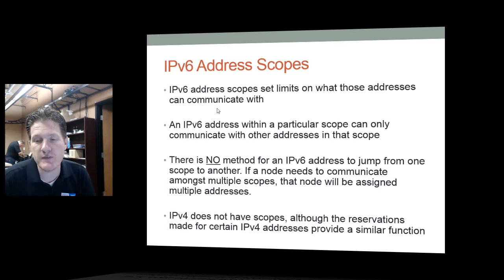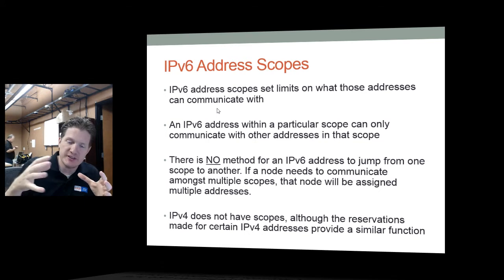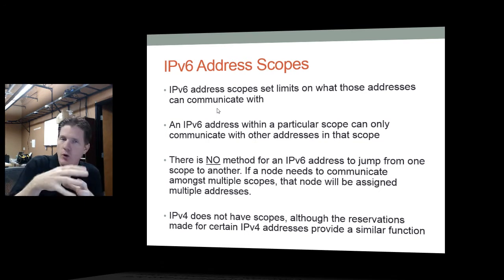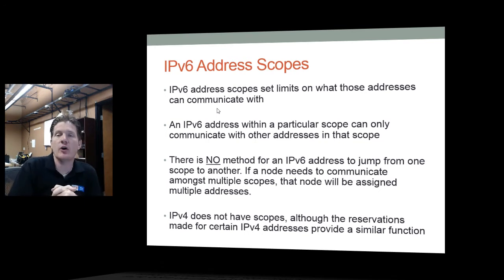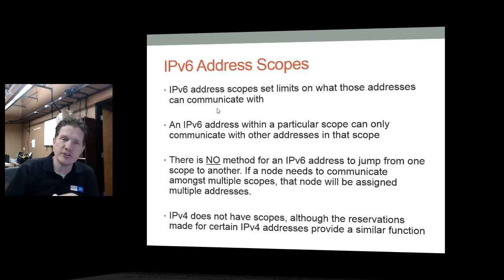Let's just review a couple of key points about address scopes. IP version 6 address scopes set limits on what those addresses can communicate with. So if you have a scope that is only for a local area, then you're only able to communicate with that address in the local area. Whereas you might have a scope that is global, so you can use that address to communicate with a global scope. So each scope limits what you can talk to.